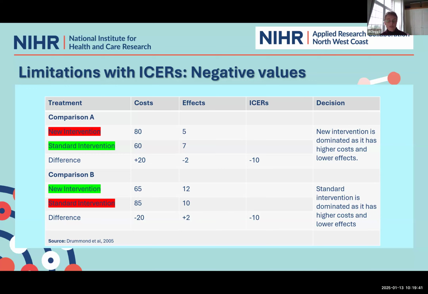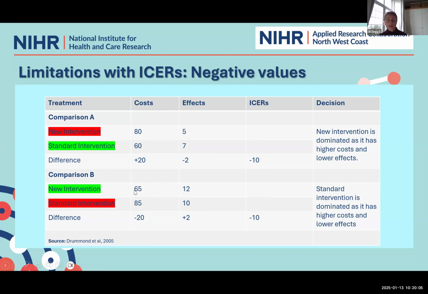Just to illustrate the two variations you can get around having an ICER the same, if you look at comparison A at the top there, you can see that the standard intervention, the already existing one, has a lower cost. It offers greater benefit than the new intervention. Therefore, the standard intervention dominates and has an ICER of -10.